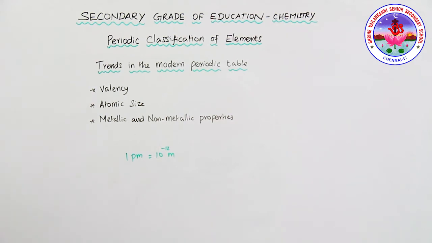Then the effective nuclear charge acting on the valence electrons increases across the period, so the tendency to lose electrons decreases. Down the group, the effective nuclear charge experienced by valence electrons decreases because the outermost electrons are further away from the nucleus, so the electrons can be lost easily. Metallic character decreases across the period and increases down the group.